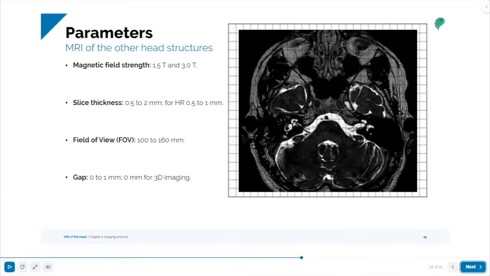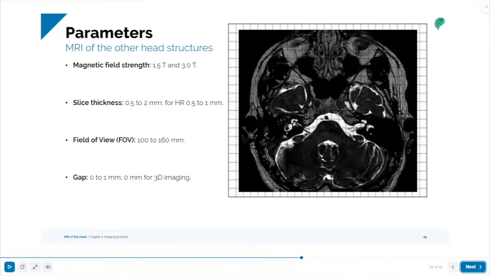For smaller structures, we want a small field of view, anywhere from 100 millimeters to 160 millimeters. For pediatric patients, a field of view can be as small as 80 millimeters and maybe up to about 140 millimeters. We want to match their head sizes. The smaller field of view also helps to maintain high resolution for smaller images.